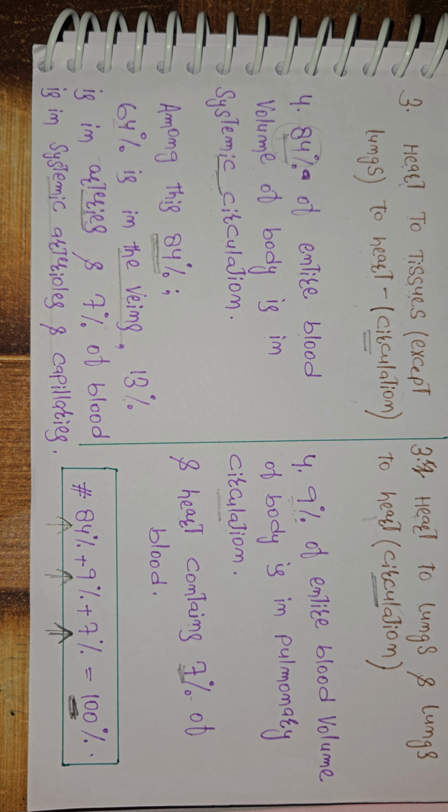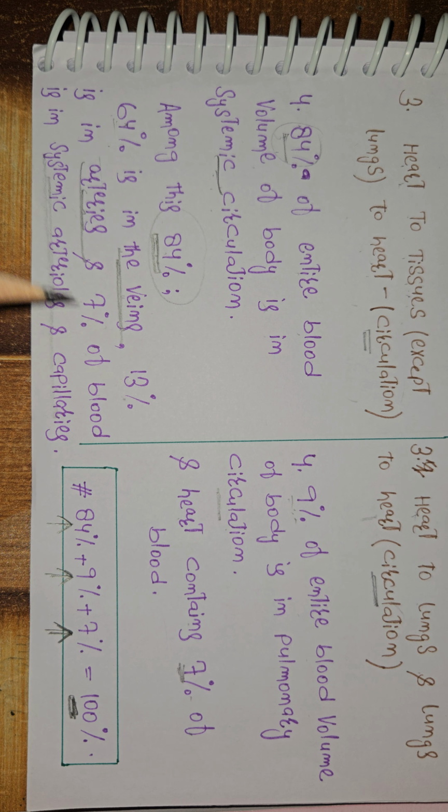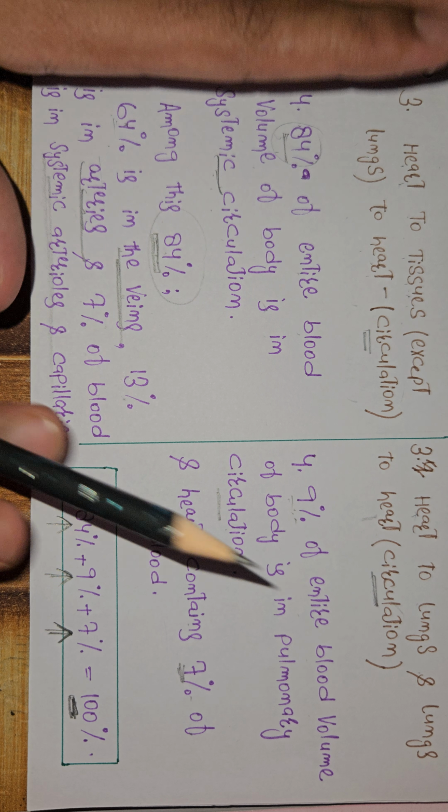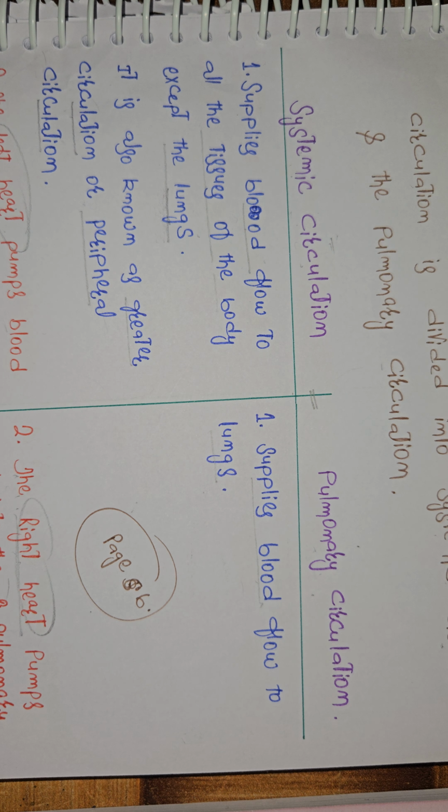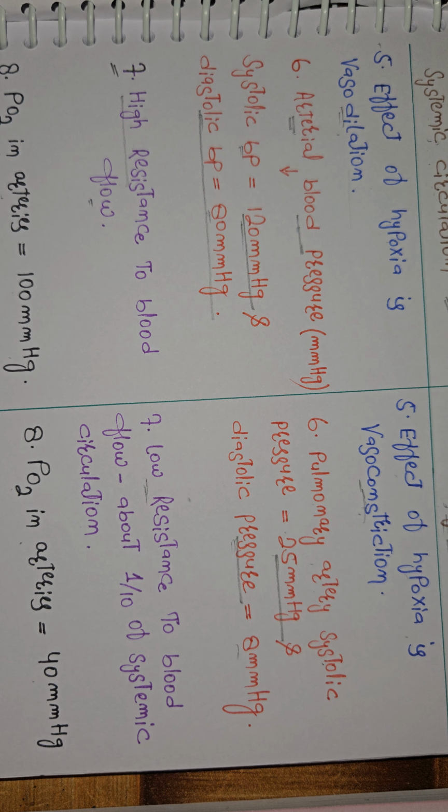Moving forward, of this 84% of blood which is in the systemic circulation, 64% is in the systemic veins, 13% is in the systemic arteries, and 7% of blood is in the systemic arterioles and capillaries. So this is the breakup of the 84% of blood in the systemic circulation. These are the 4 differences between the systemic and pulmonary circulation. Now we move on to difference number 5.